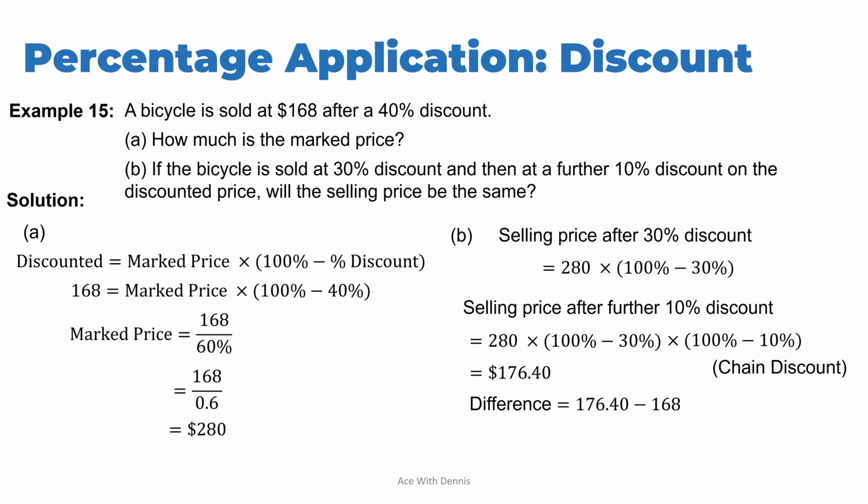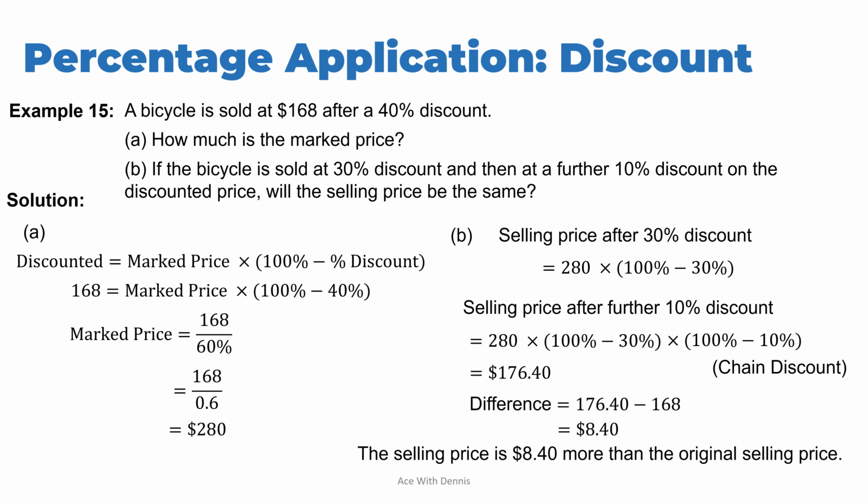Now we compare the answers for A and B. The difference is 176.4 minus 168. The difference is $8.40. So the selling price is $8.40 more than the original selling price.